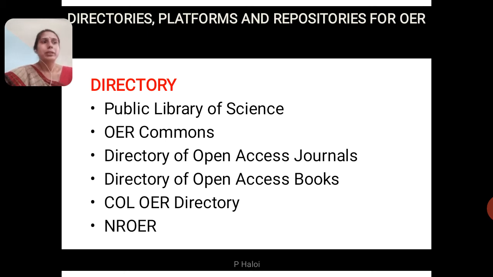Next one is the directory, platforms, repositories for open educational resources. A directory provides a list of OER and the links to the resources available on the web. Besides the resources, platforms could include some tools to develop or adapt OER, whereas a repository is a database or collection of resources usually developed by a particular institution. These are examples of different directories: Public Library of Science, Directory of Open Access Journals, Directory of Open Access Books, etc.